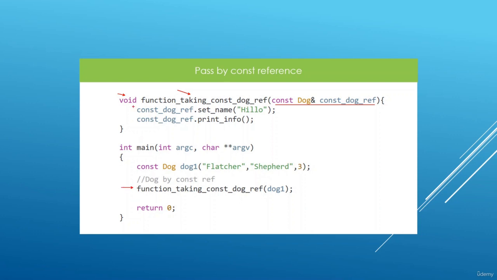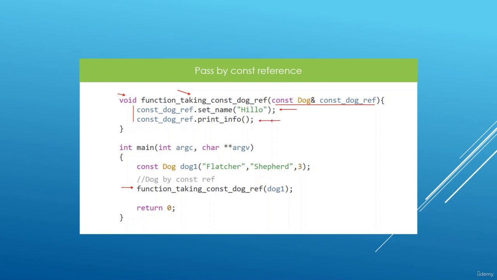But the problem is going to come if we try and do any modification here. For example, if we call set name here, we're going to be prevented from doing this from this const reference because it is a const reference. We can't go through it to modify our object that we are referencing, but the call to printful here is also not going to work.